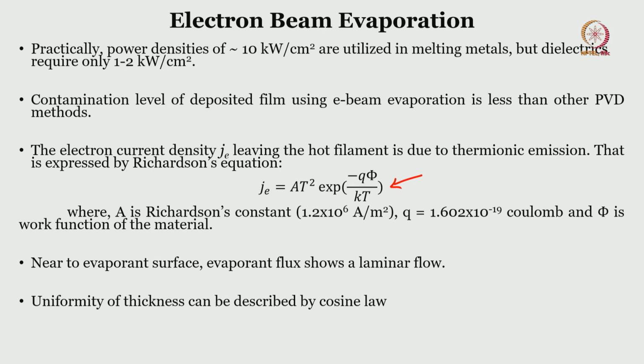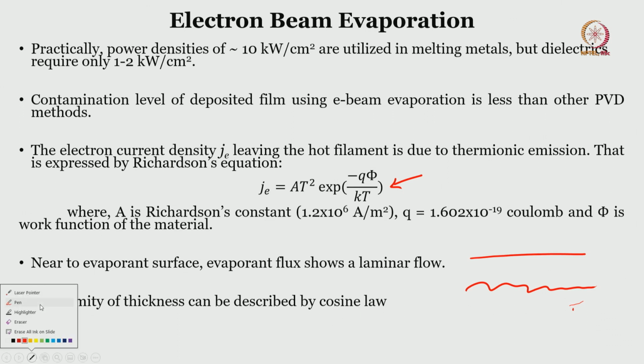So, near to the evaporant surface, the evaporant flux shows a laminar flow. There is laminar and turbulent flow, right. Laminar flow is a smooth flow, turbulent flow is uneven flow, right. So, let me give an example. If you have ever taken a flight, you may have experienced turbulence. Okay, forget about the flight. If the river is calm, it's smoothly flowing, versus a river which is flowing during the monsoons, right. That is turbulent in nature, while a smooth river is laminar. I'm just giving a very simple example, so that most of you understand. So, turbulence versus laminar.